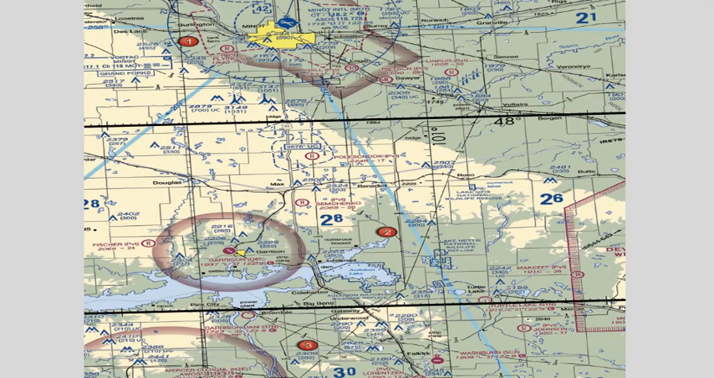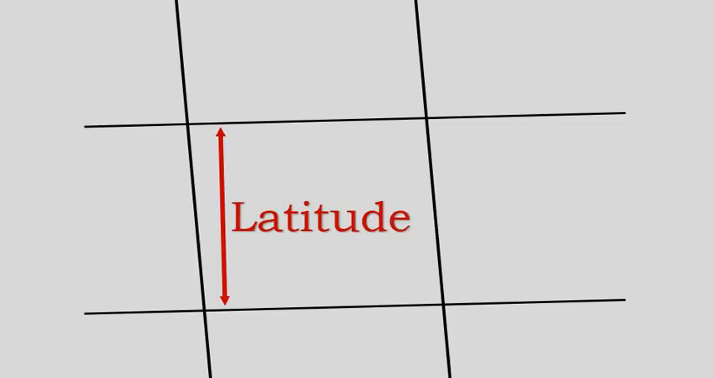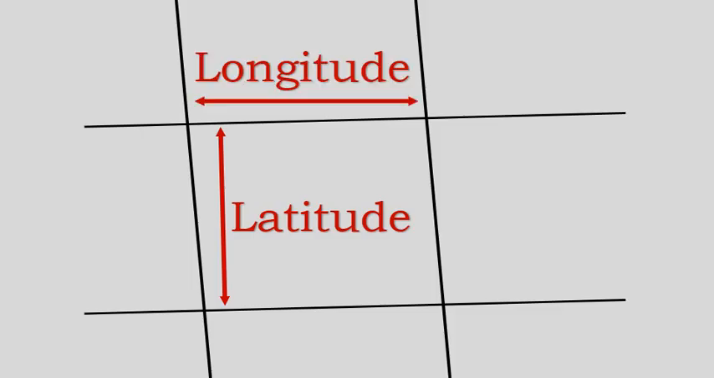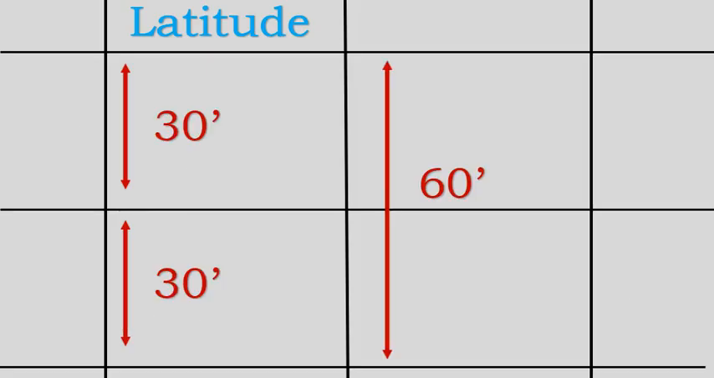Here you can see the latitude and longitude lines and information on a sectional chart. The degrees coordinates are located on at least one line of latitude and longitude on the chart. With the chart removed, here, you can see the vertical lines of latitude and the horizontal lines of longitude. The distance between each line of latitude is 30 minutes. And every 2 lines represent 60 minutes, which equates to 1 degree of latitude.